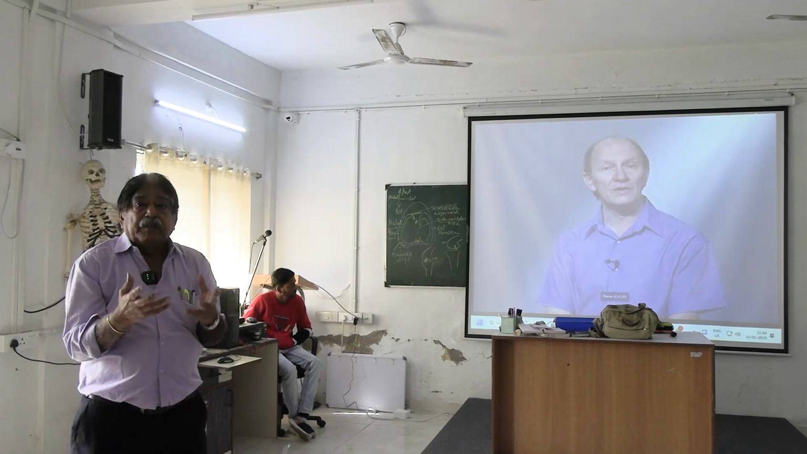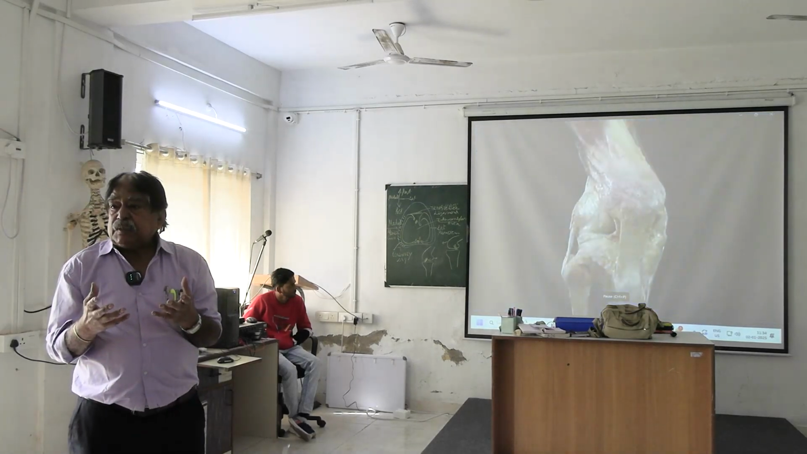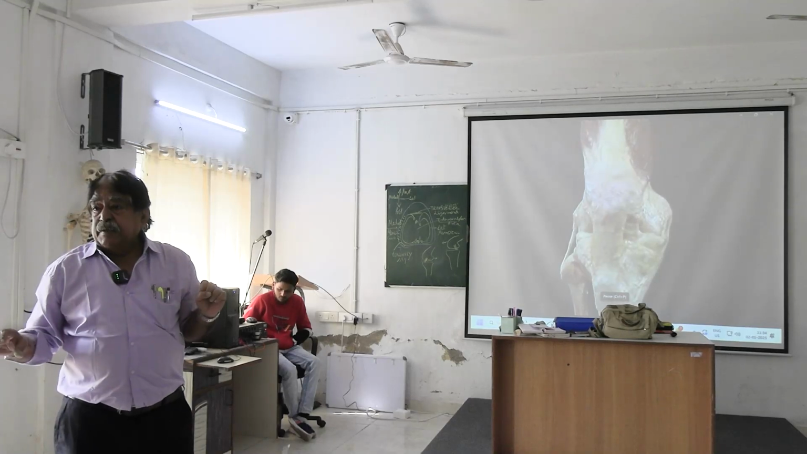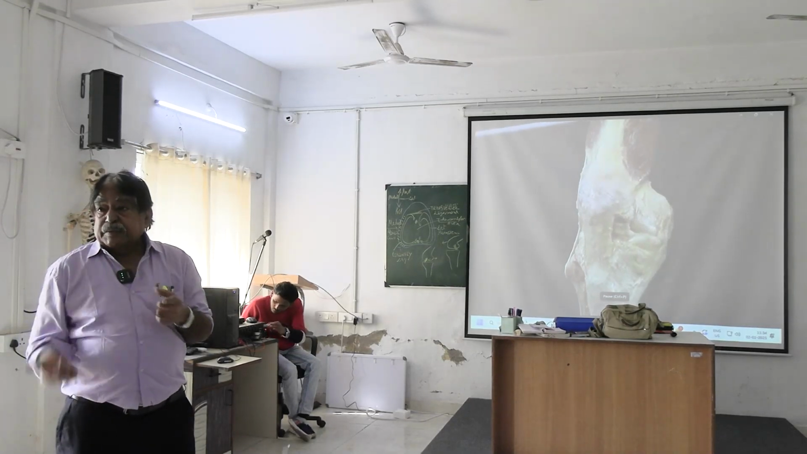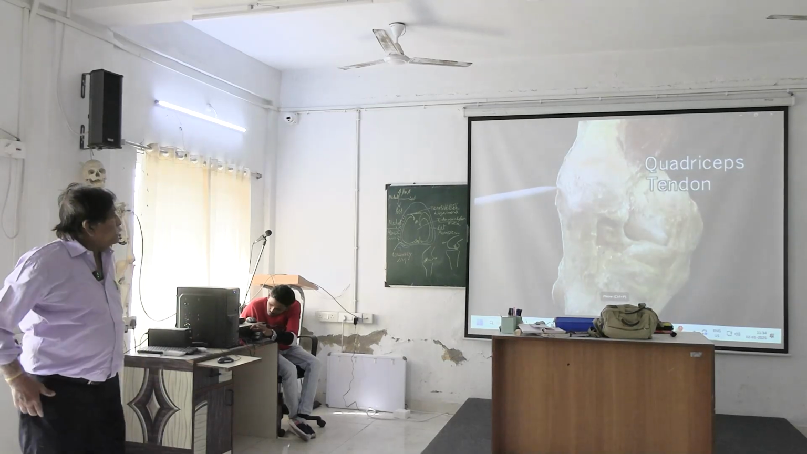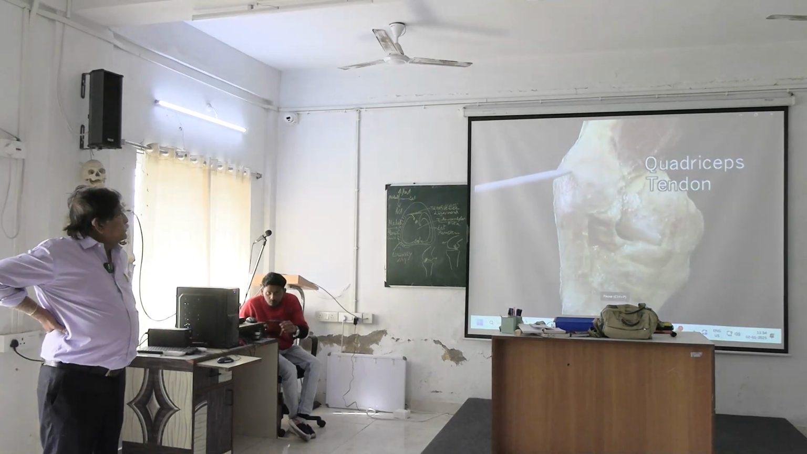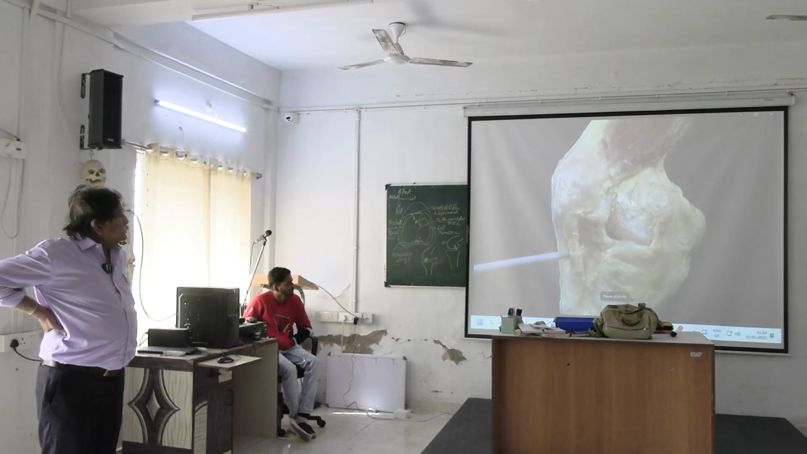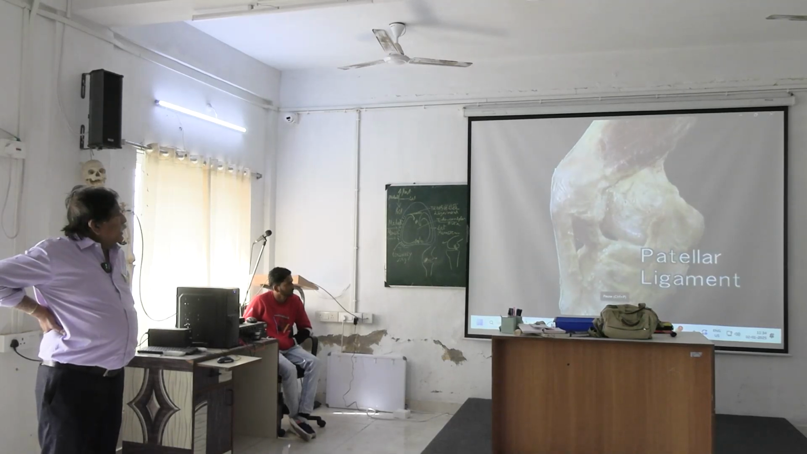You will get the real imagery. Dissected part, it is formalin. But you have to see, identify muscles. The patella, which is here, is encoded within the tendon. The tendon below the patella is known as the patellar ligament. It's a patellar ligament.